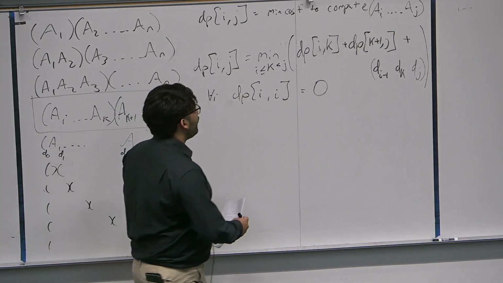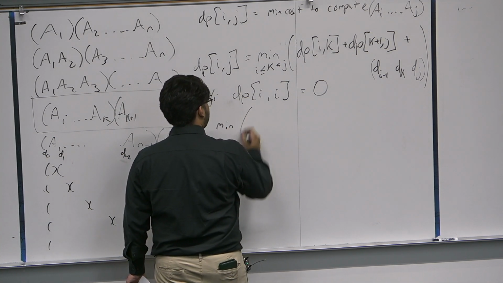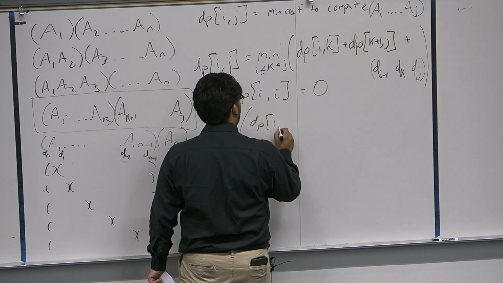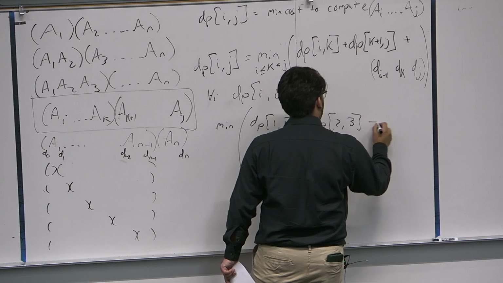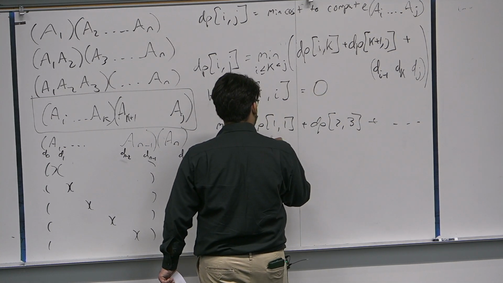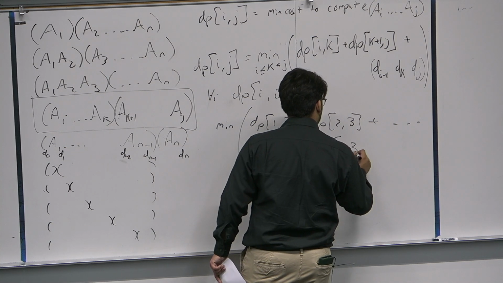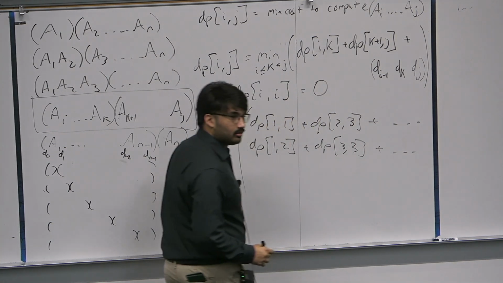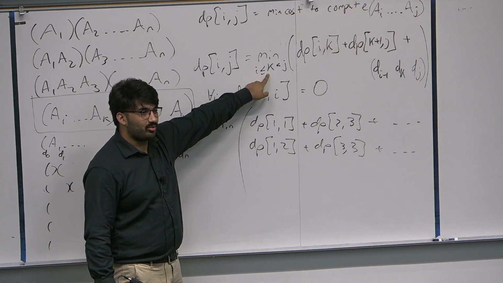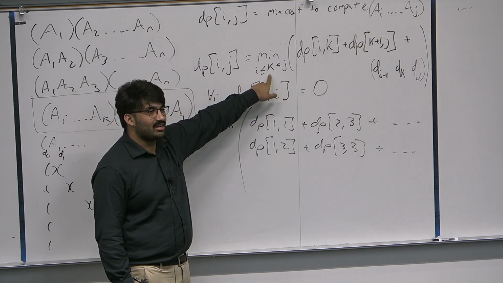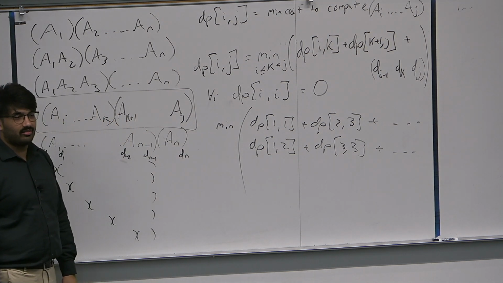So for example, our options for the min could be, let's say, dp of 1, 1 plus dp of 2, 3 plus something. Or it could be dp of 1, 2 plus dp of 3, 3 plus something, right? So in fact, if you think of the min like a for loop, the length of the for loop increases as i and j grow apart. That'll become illustrated as we go. We'll fill in a very rigorous example.